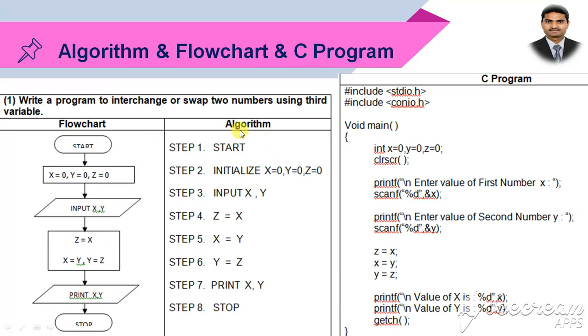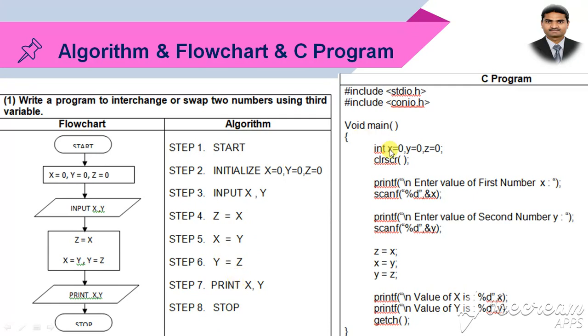The same steps we can write in terms of an algorithm: step number 1 is start, 2 is initialize all three variables, 3 is to input x and y. Then these are the three steps of the logic: x is assigned to z, then the second number is assigned to the first number, and the temporary variable is assigned to the second, and print x and y.